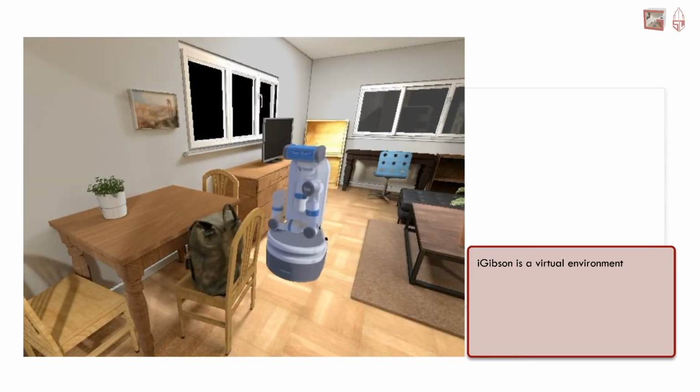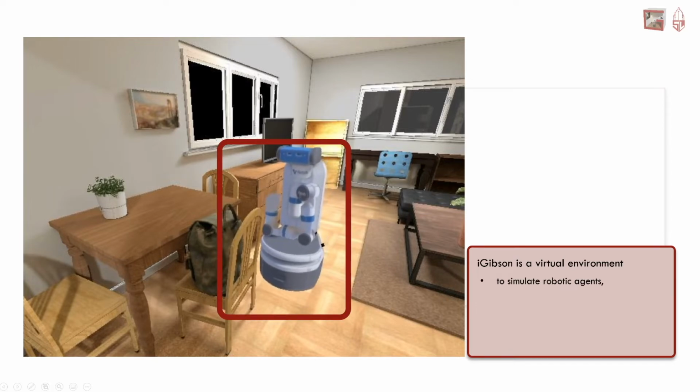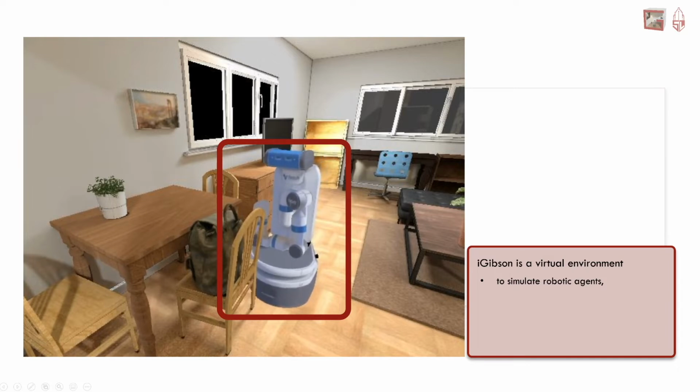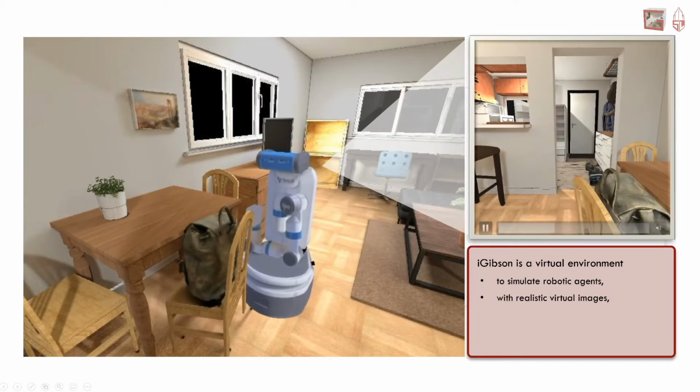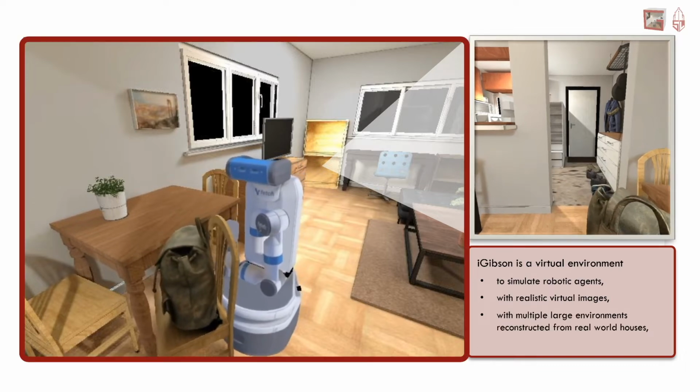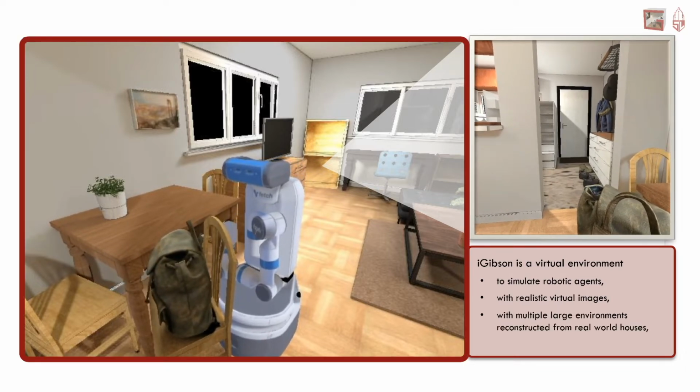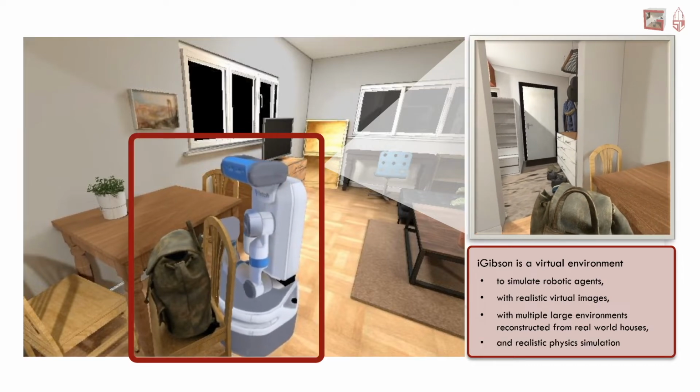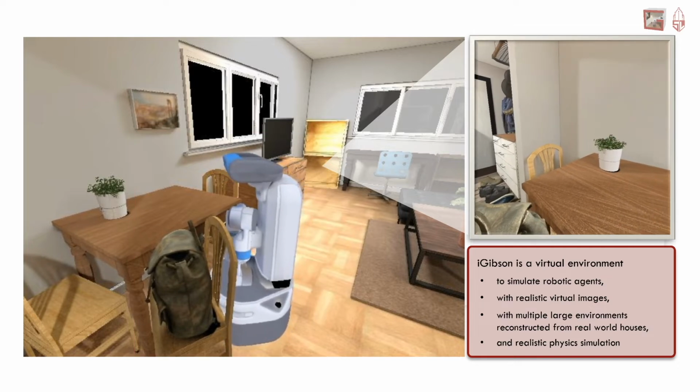So what is iGibson? Let me first briefly introduce what it is, and then I will explain the backgrounds and dive into details. First of all, iGibson is a virtual environment where we simulate a robotic agent, for example, a Fetch robot in this slide. And we render the virtual images of the environment to simulate sensors of the robot. And the robot is immersed in many of such large environments, reconstructed from real houses. We also simulate realistic physics, so the robot can freely interact with objects in this scene.